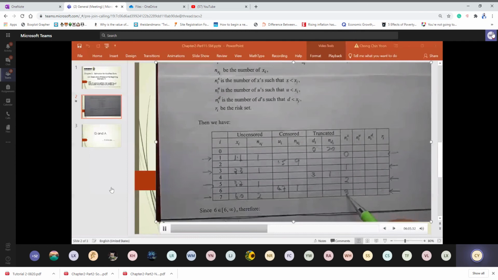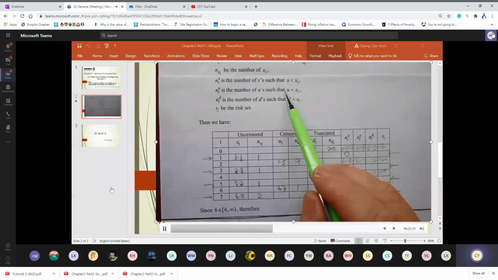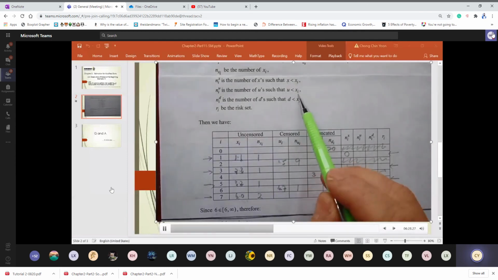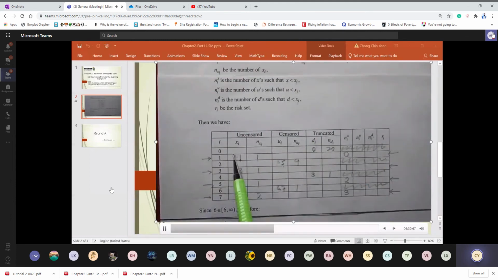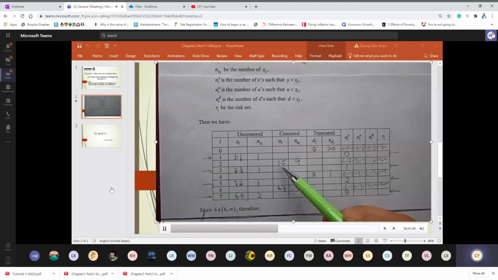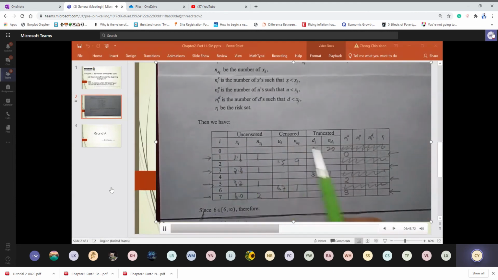Please take note here, don't write anything in this column. That means there should be nothing in this column. Do not fill anything in this column. Next, I'm going to consider the second condition. Again, I choose my first value of X as 1.1. How many U values are less than 1.1? We don't have any U values less than 1.1. So here is 0.